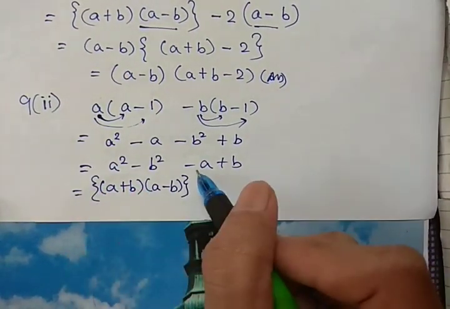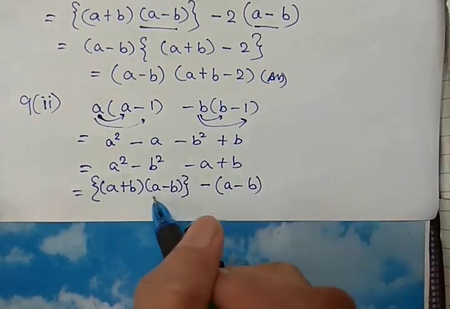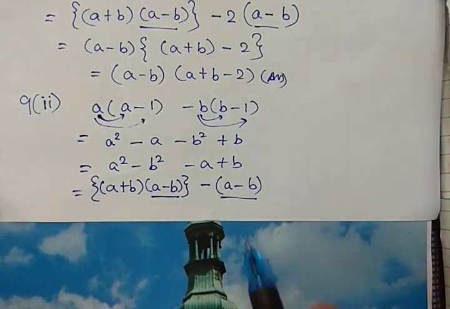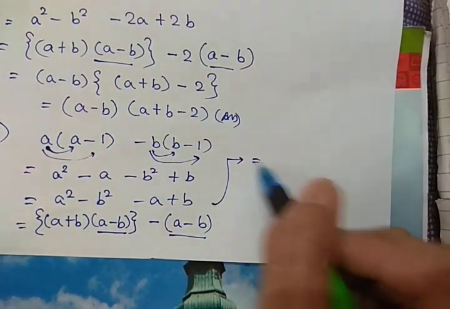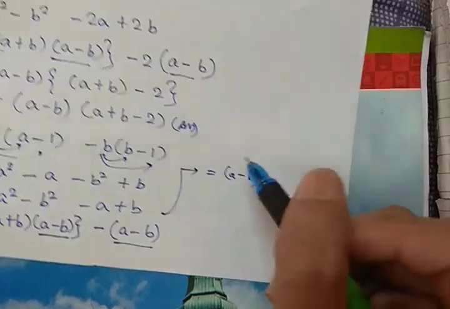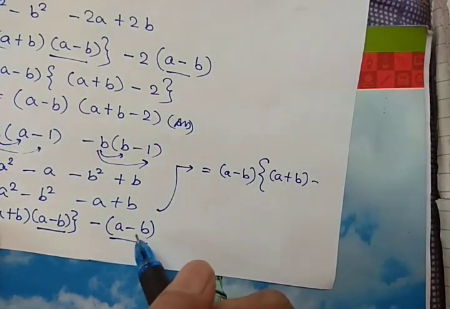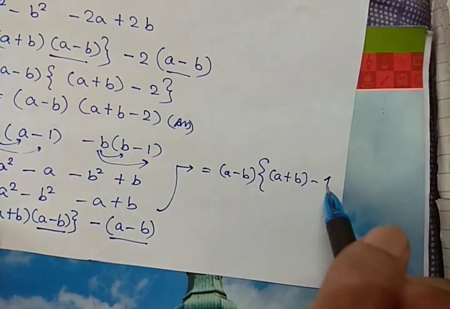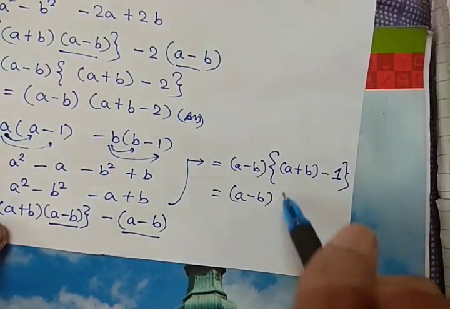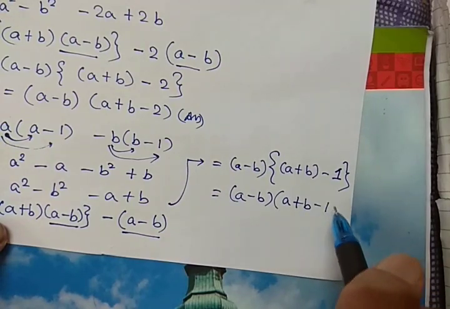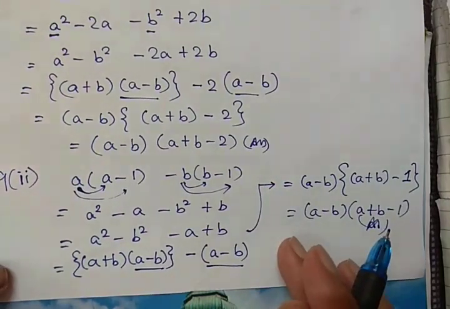Clear? And from this we are taking minus common and this becomes a minus b. Now in both the terms, a minus b can be taken common. Therefore, taking a minus b as common, we get a plus b, and minus a minus b. If this goes away, what remains? Minus 1 remains. So a minus b into a plus b minus 1. This becomes the answer. Clear?